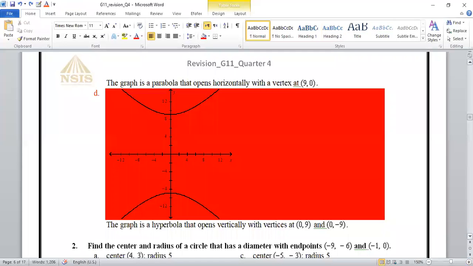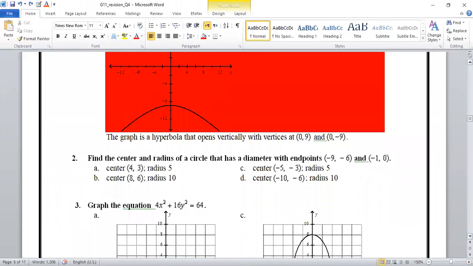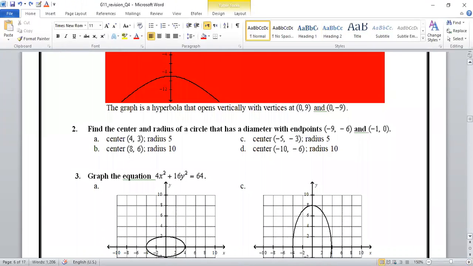Number 2. Find the center of the circle that has a diameter with endpoints (-9, -6) and (-1, 0). Okay, the midpoint. The midpoint between these two points is the center of the circle.